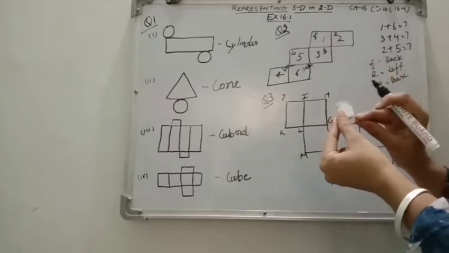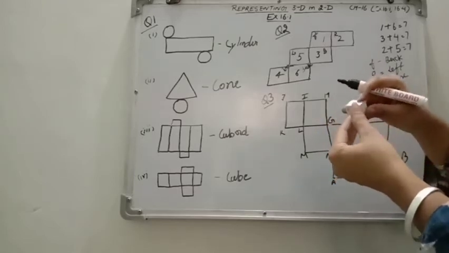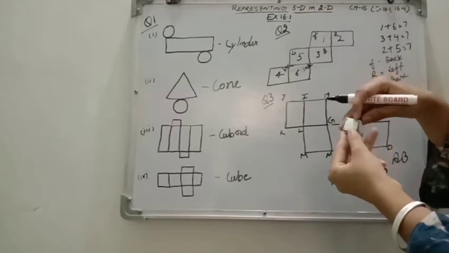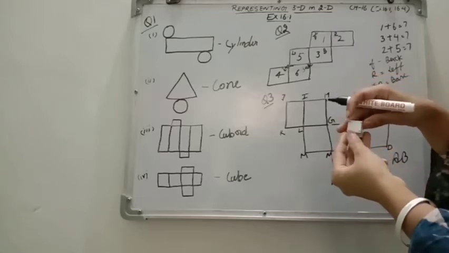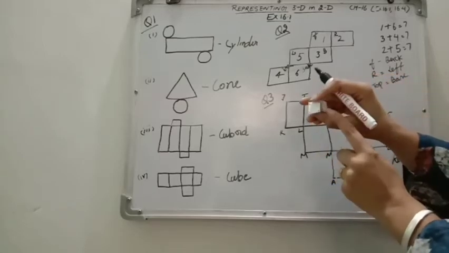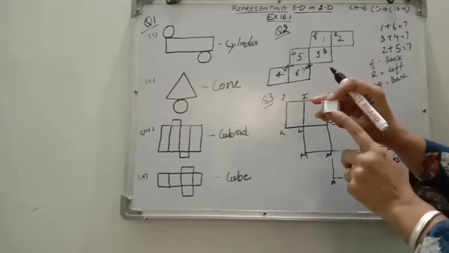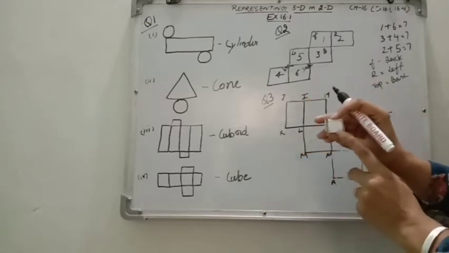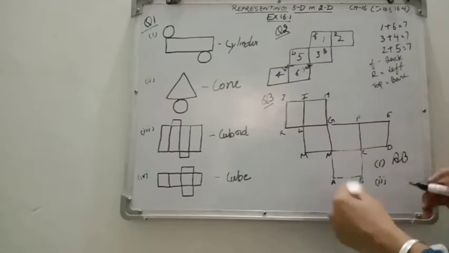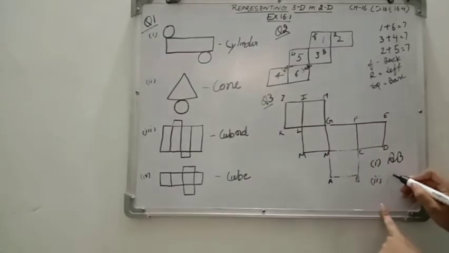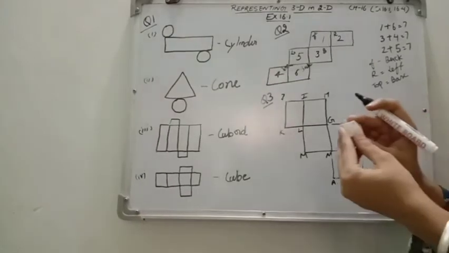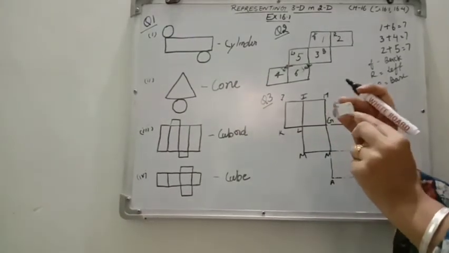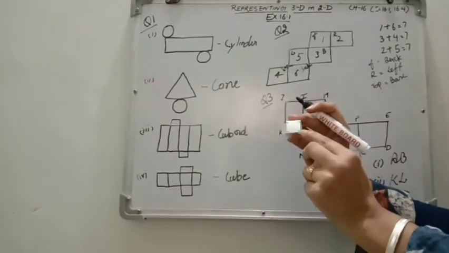So now the second part of the question is LM. Here this is L and this is M. LM meets with KL. So this is our answer. Clear? LM meets with KL.